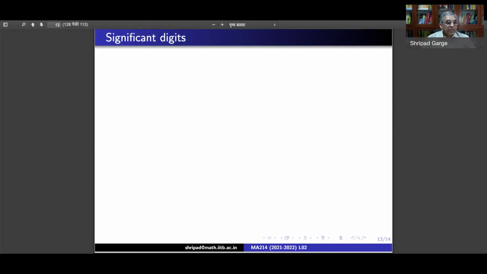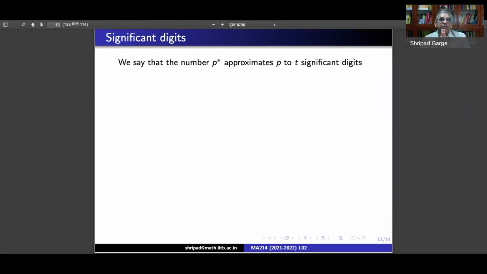Okay, so I would like to define one more small bit and then we will stop. Now whenever we have this real number P and we approximate it by this number P star, we would like to know how closely P star is approximating P.